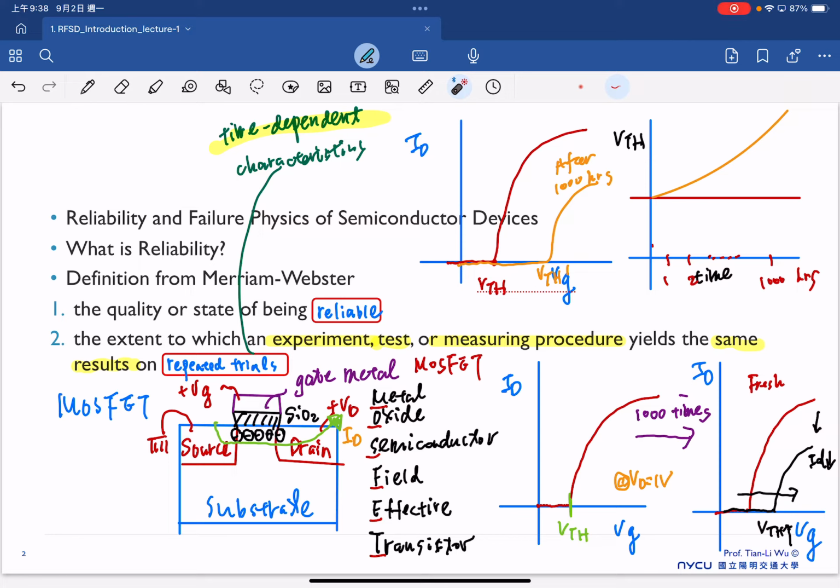In any case, if we see the threshold voltage shift, we see the current degradation. We always use a very specific term in reliability for this: degradation. So as long as we have a characteristic change, that means we have degradation in our semiconductor device.